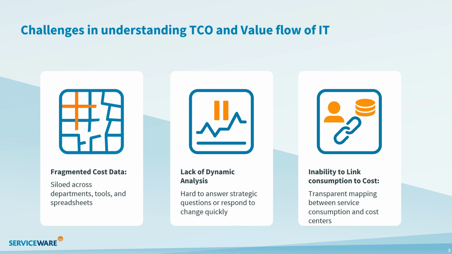Firstly, fragmented cost data. IT cost data is often siloed across departments, tools, and spreadsheets, and according to Gartner, organizations spend up to 20% more than necessary due to hidden or misallocated costs.